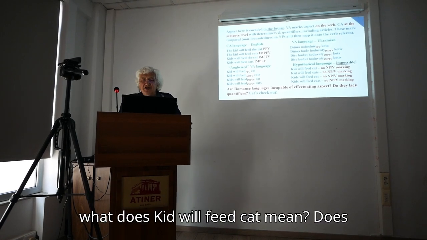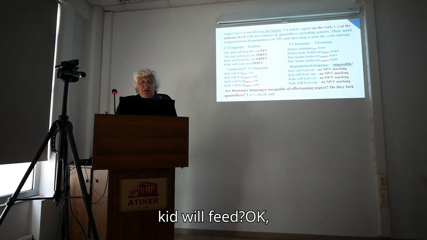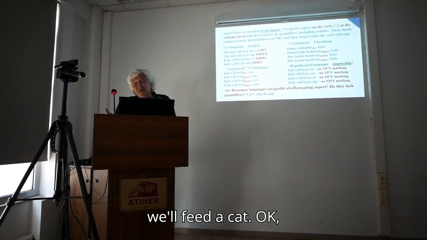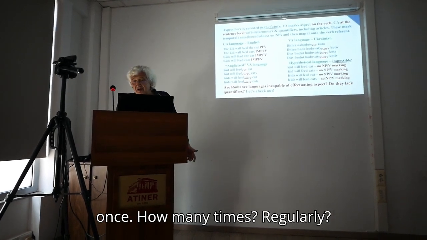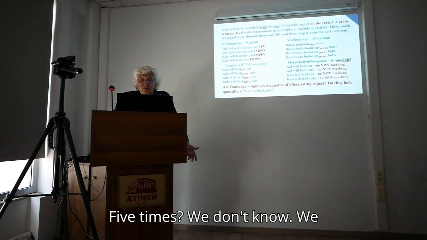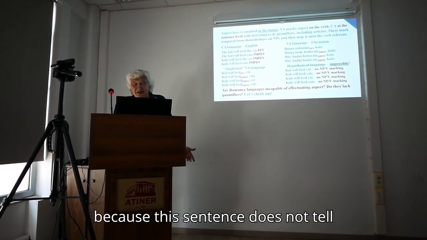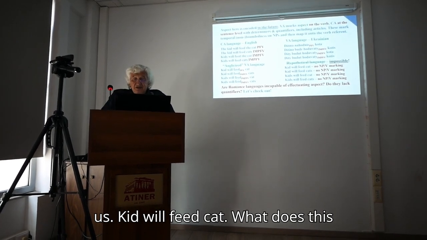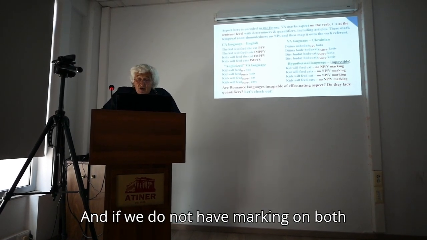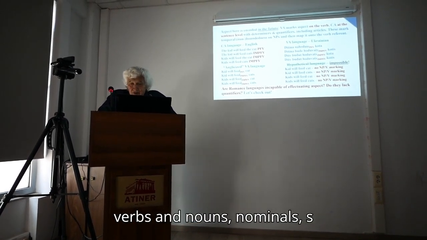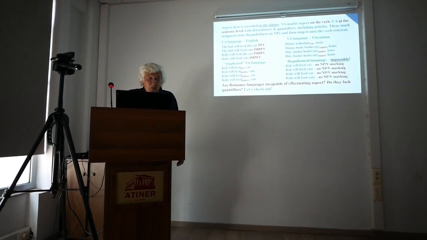Because what does kid will feed cat mean? Does this mean the kid will feed the cat, the kid will feed a cat, once? How many times? Regularly? 5 times? We don't know, and we will never know, because this sentence does not tell us. Kid will feed cat. What does this mean? It can mean many, many things. And if we do not have marking on both verbs and nominals, simply we cannot have such a language.